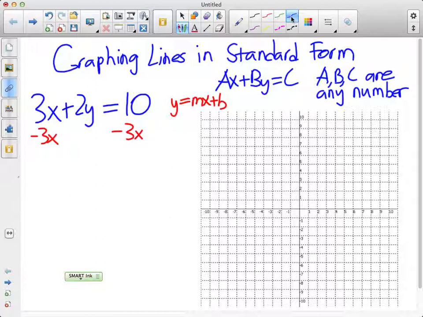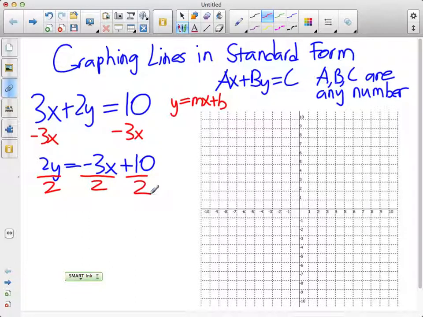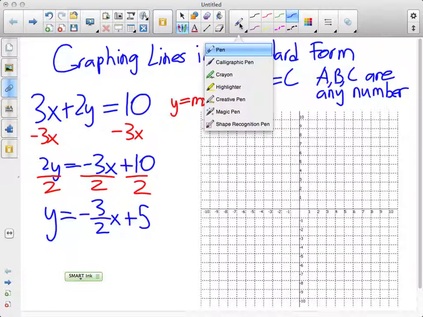So then we have 2y equals, now 10 minus 3x is really the same as negative 3x plus 10. And then we have 2y, so to get y by itself, we're going to divide everything by 2. So now in slope-intercept form, the line is y equals negative 3 halves x plus 5. And then to graph this, we now know our slope and our y-intercept.